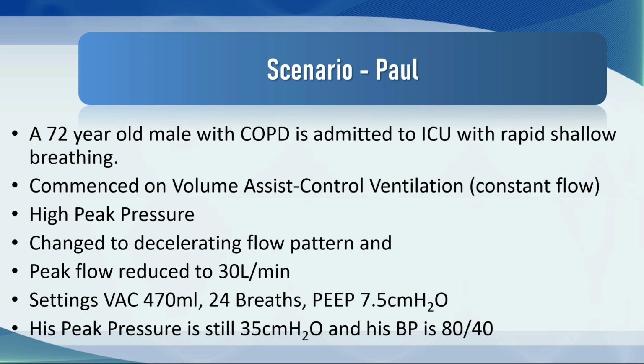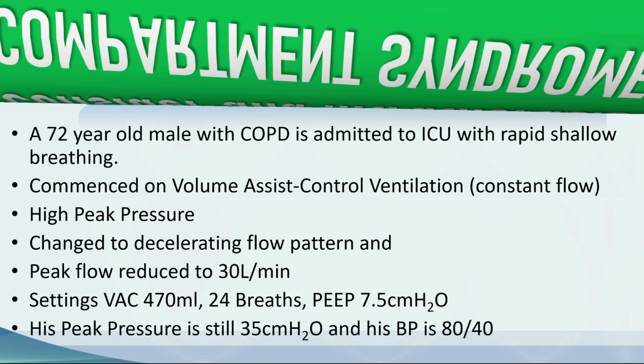And we did two things to resolve this. We changed him to a decelerating flow pattern and the peak flow was reduced to 30 litres per minute. His current setting is volume assist control with 470 mL, 24 breaths, a PEEP of 7.5, and his peak pressure is still 35 centimetres of water and his blood pressure is 80/40.